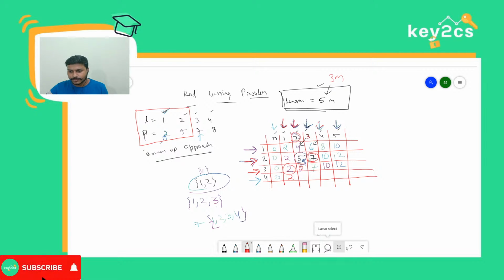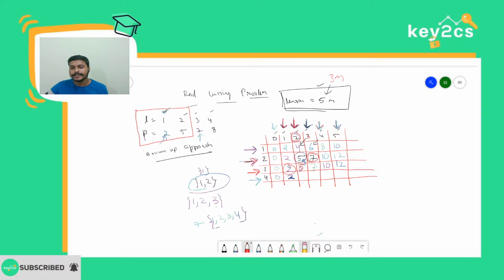Okay, let me use a different color, guys. Yeah, so previous value is 2. Fine. Next, we now require 2 meter. Can we take 4 meter rod to make 2 meter? No, we cannot take. So we'll just go with the previous value, that is 5. Previous value is 5. If you see here, we'll just have to copy 7. So what is the thing you can conclude?